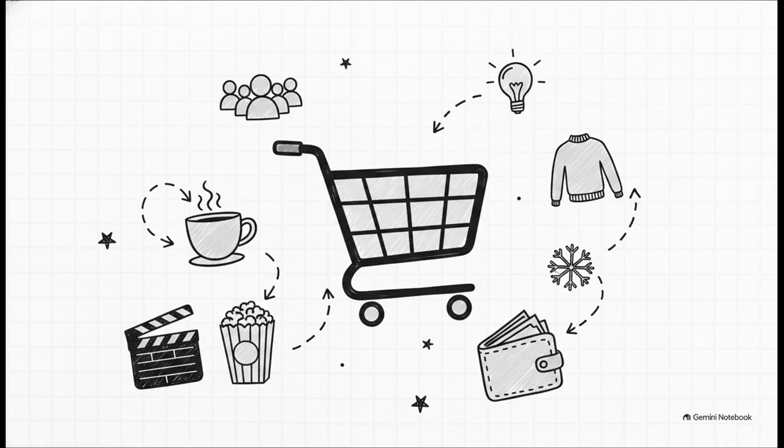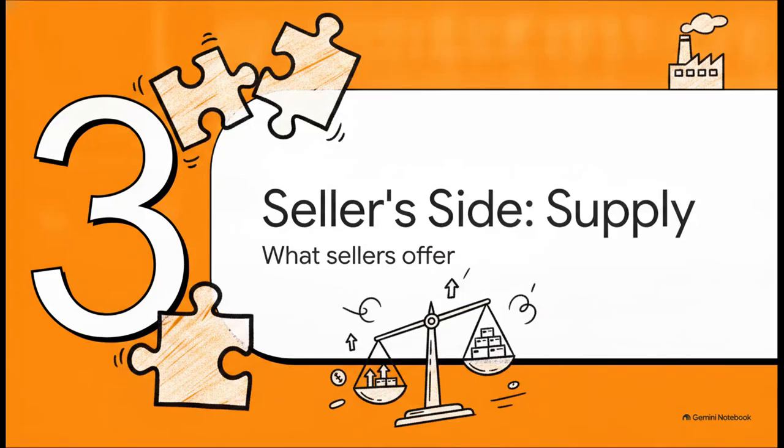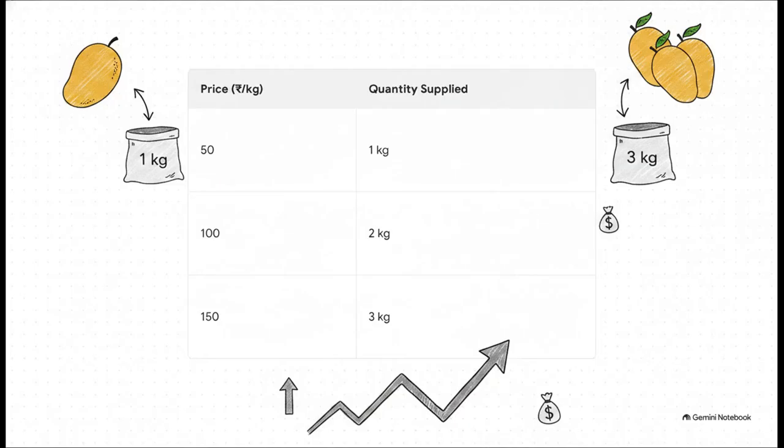Throw in things like changes in household income, seasonal shifts, like suddenly needing warm sweaters in winter, or just changing trends, and you can see these all play a massive role in what buyers actually want. All right, moving right along to Section 3, the seller side, supply. Now we're going to flip the script entirely and look at the seller's reality.